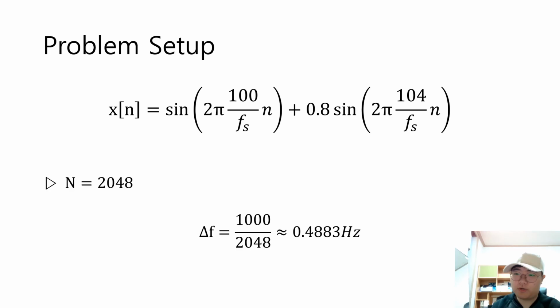Finally, we can generate a longer signal with 2048 actual samples. And now, the frequency resolution is 0.49 Hz. This time, the improvement comes from having more data. As a result, the two frequencies at 100 Hz and 104 Hz are clearly separated, and we can see two distinct peaks in the spectrum.